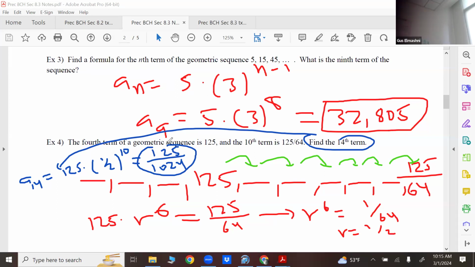How many jumps do you have to make to get from the fourth term to the 14th term? 10 jumps. Or if you want to start with the 10th term, that's fine too. How many jumps from the 10th to the 14th? 4 jumps, right, meaning multiply by r 4 times. It's totally up to you. But let's just start with the fourth term and jump to the 14th term. 1/2 to the 10th is 1 over 1024, times 125 to get that. Again, use logic. You don't have to get so formula intensive. I trust you guys can do logic just fine. All right, let's keep moving.